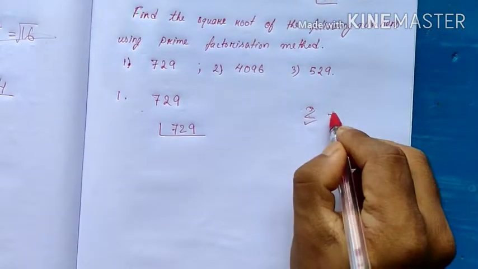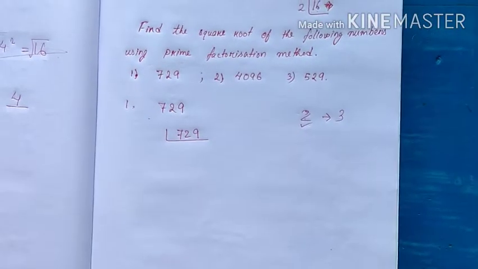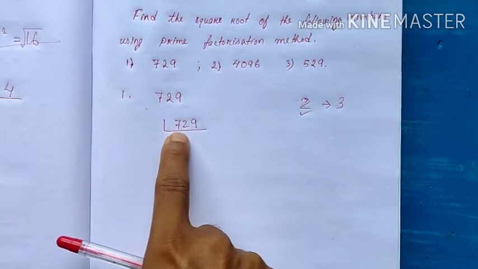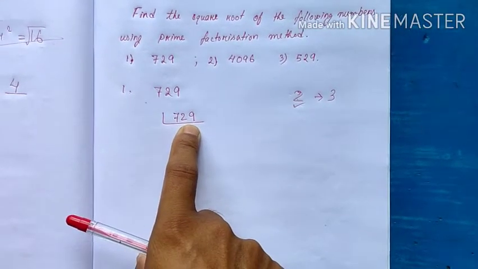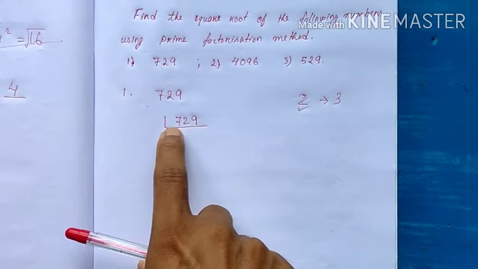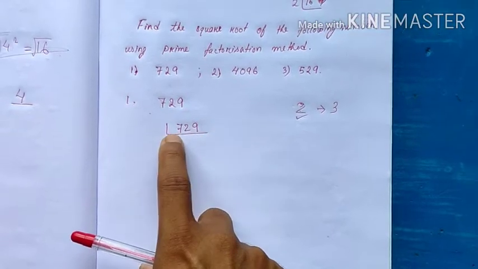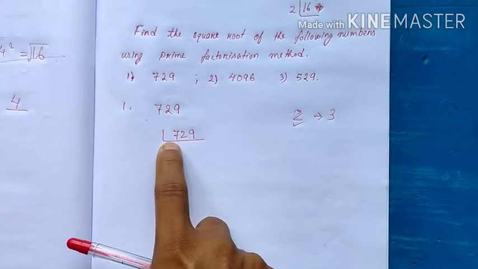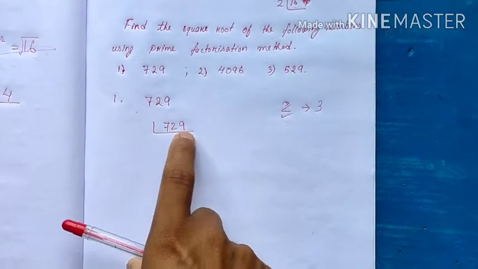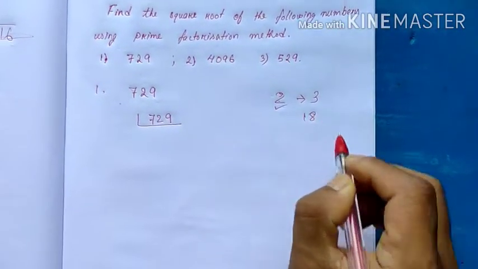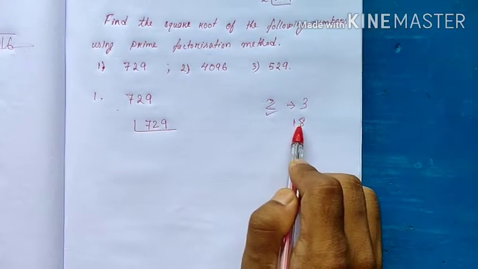Now what is the next prime number? The next prime number is 3. Now let us check whether this number, 729, is divisible by 3 or not. How do we check that? To check this, we first have to add all the digits: 7 plus 2 plus 9. What happens if I add all of these 3 digits? 7 plus 2 is 9, and 9 plus 9 is how much? 18. Now I will check whether this 18 is divisible by 3 or not.